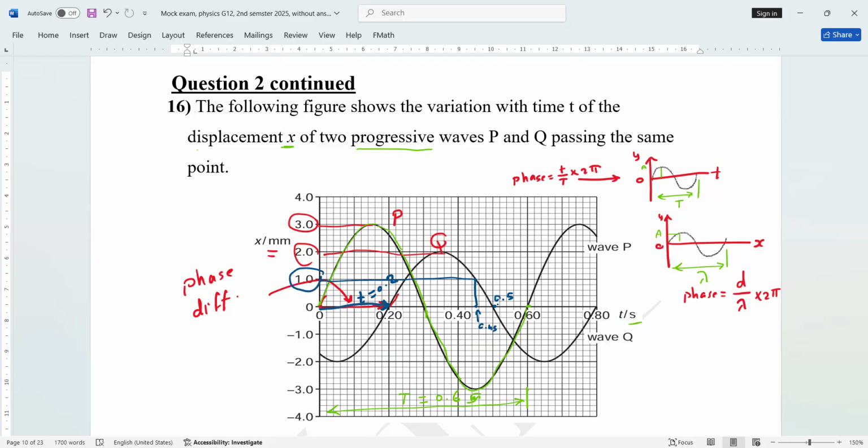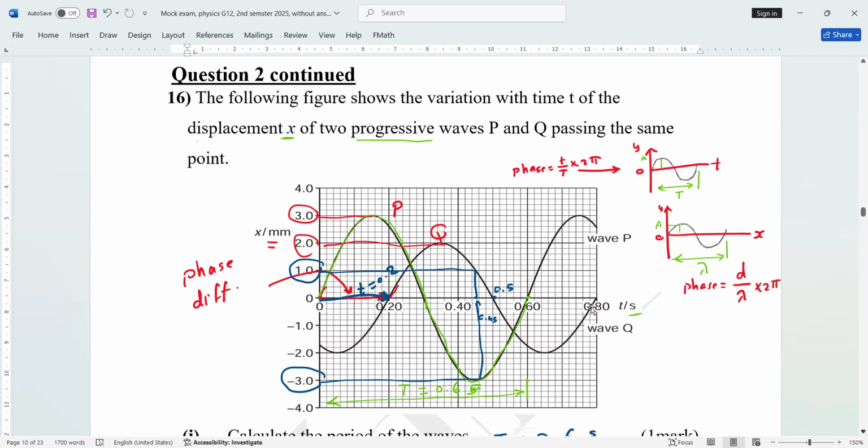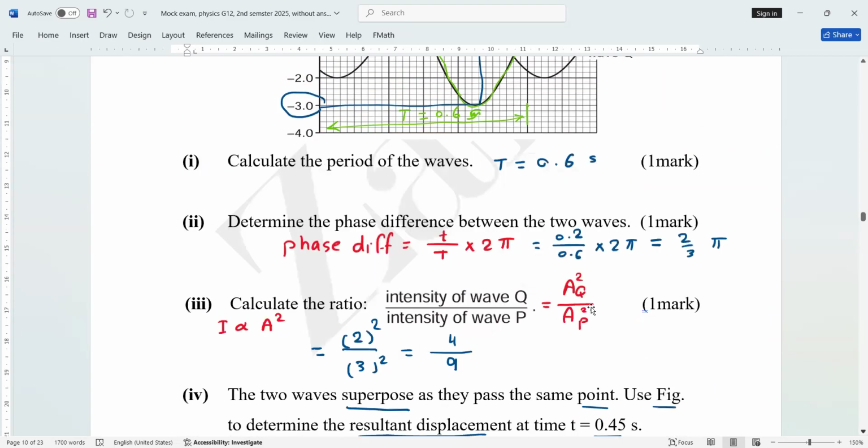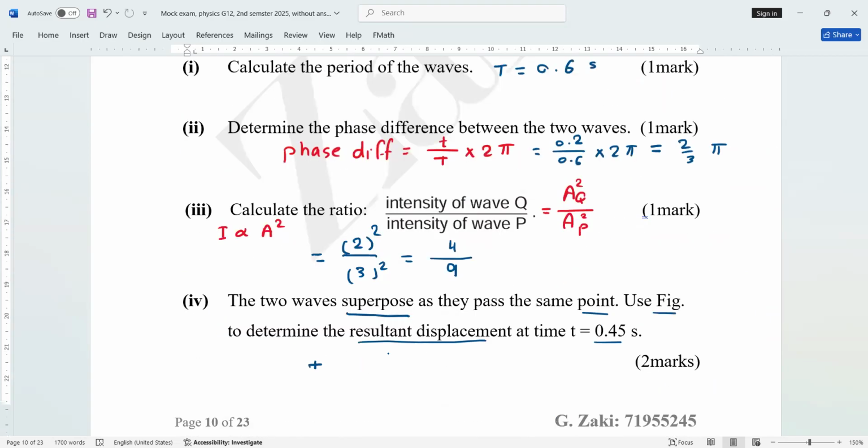And down, the other one, it's -3 millimeter. Then the resultant is 1 minus 3. Up is positive, down is negative. Then it's 1 minus 3, it's -2 millimeter. So this is the answer of question number 16. Now, next question.